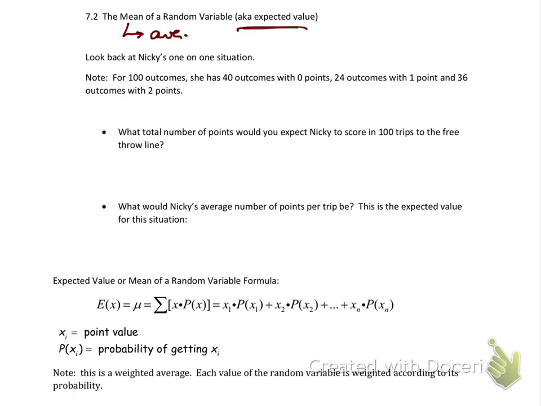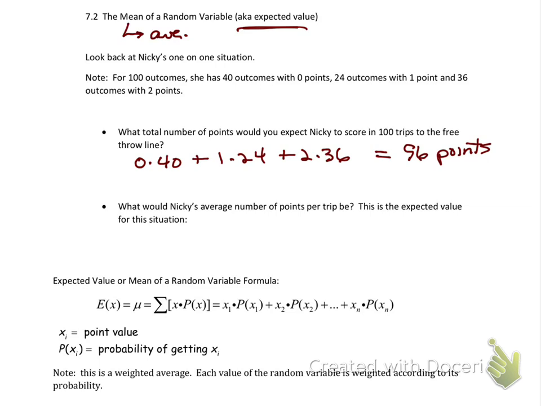So it says, look back at Nikki's one-on-one situation. For 100 outcomes, she has 40 outcomes with 0 points, 24 outcomes with 1 point, and 36 outcomes with 2 points. So what total number of points would you expect Nikki to score in 100 trips to the free throw line? We did this expected value on the other page, so I'm just going to put it right here so that we can compare it to the other Nikki. If you remember, that was 96 points.